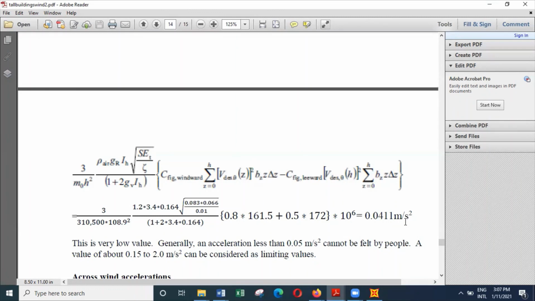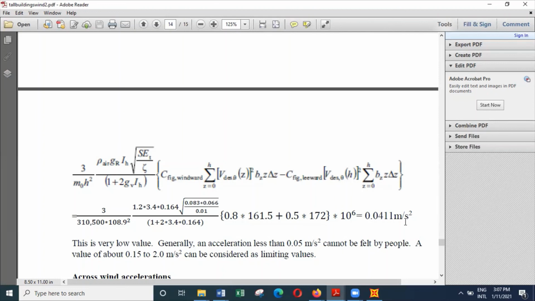So which means there's no point in constructing the building, and which also means it's better to do these calculations right at the beginning, so that we would know where we stand with respect to the wind-induced acceleration of the building. So this is a calculation that is advisable to be carried out at the beginning of a design.